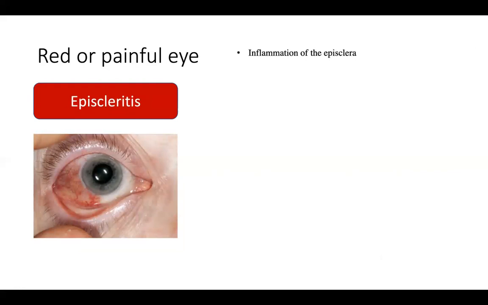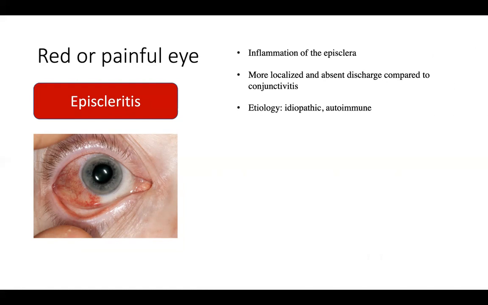Episcleritis is the inflammation of the episclera, which is a thin layer of connective tissue between the conjunctiva and the sclera. It resembles conjunctivitis but is a more localized process and discharge is absent. Most cases of episcleritis are idiopathic, but some occur in the setting of autoimmune disease.